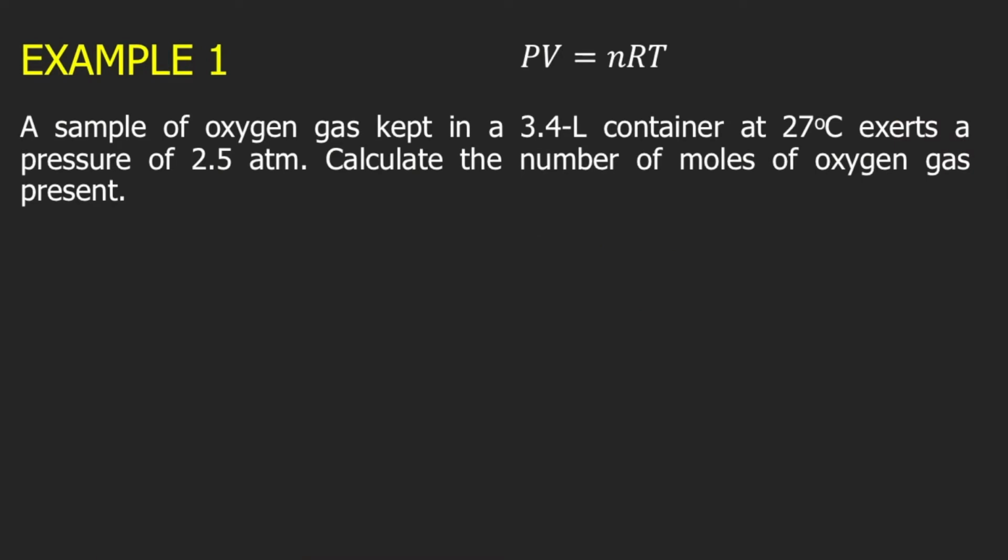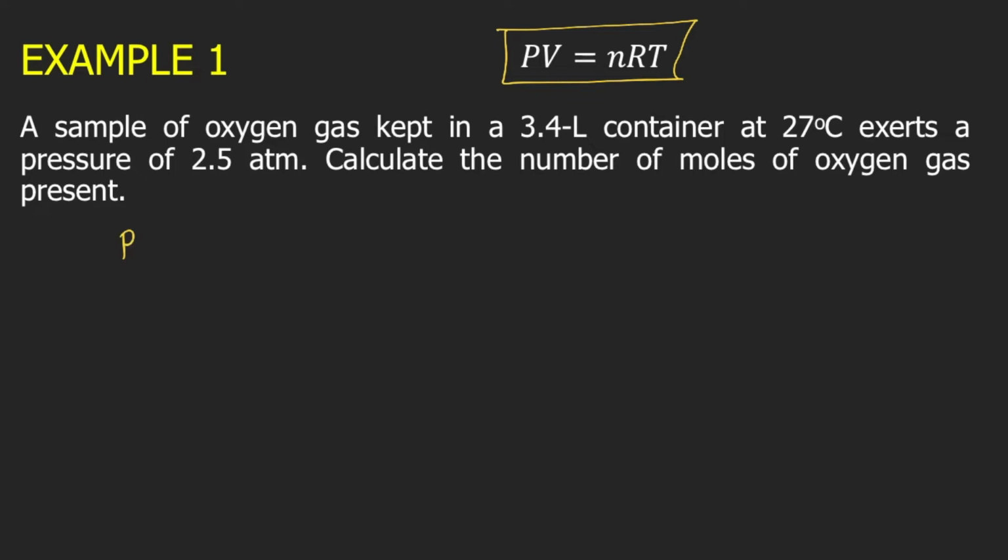A sample of oxygen gas kept in a 3.4 liter container at 27 degrees Celsius exerts a pressure of 2.5 atm. Calculate the number of moles of oxygen gas present. So we will be using the ideal gas equation. So let us list the variables.